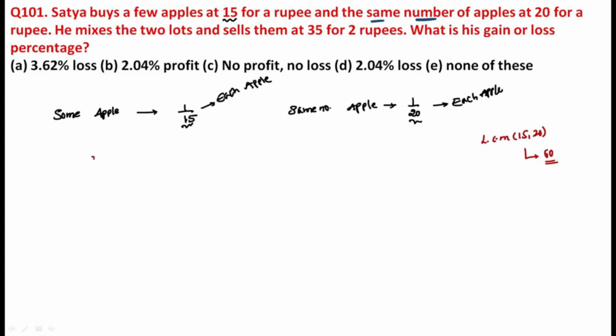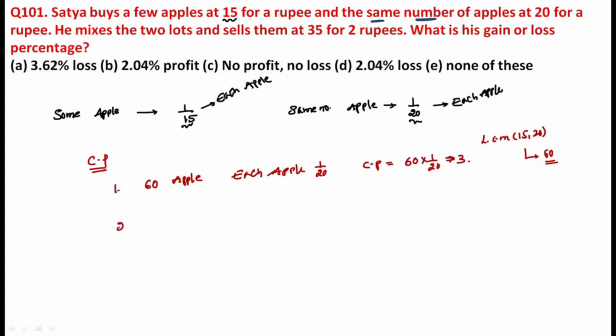Step number one, you need to identify the cost price. The first part, 60 apples here. Each apple is 1 by 20th rupee. Now the total cost price is exactly equal to 60 into 1 by 20th, and that is 3 rupees.